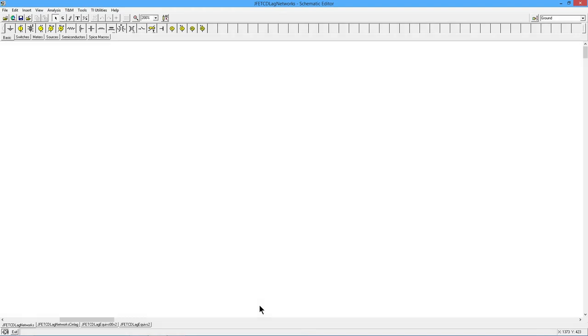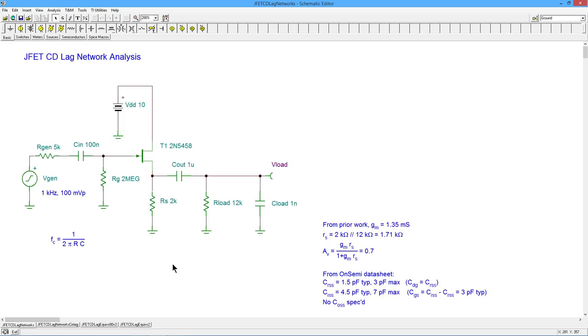Today we're going to talk about JFET common drain lag network analysis. In other words, a voltage follower like this. Two things we're going to look at today specifically. The first one is how do you deal with a load capacitance? I've thrown this in over here.